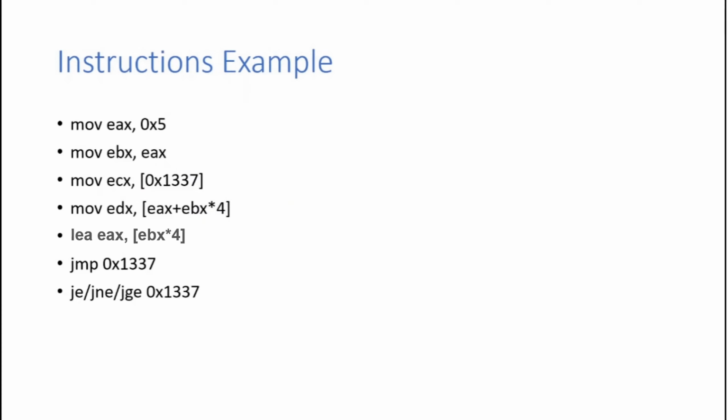In the first example, mov eax, 5. You can pause the video and try to guess what this instruction does. It moves the immediate value 5 into register EAX. In the second instruction, mov ebx, eax, it moves the value from the register EAX to register EBX.